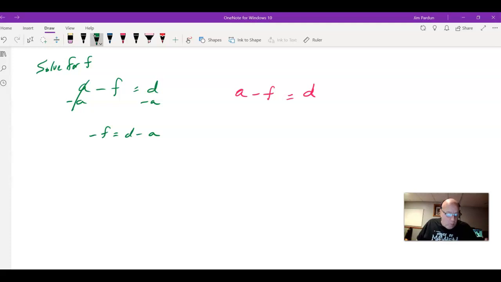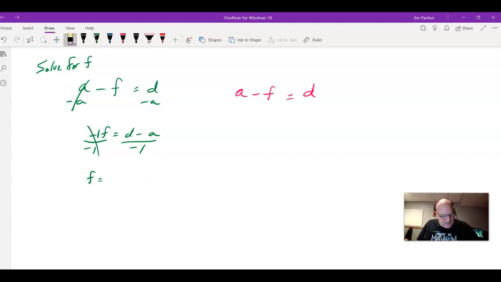Now that's negative 1f. We can think of that as being a negative 1f. So now I've got to get that negative 1 out of there, so I'm going to go ahead and divide both sides of the equation by negative 1. So this gives me negative d plus a.